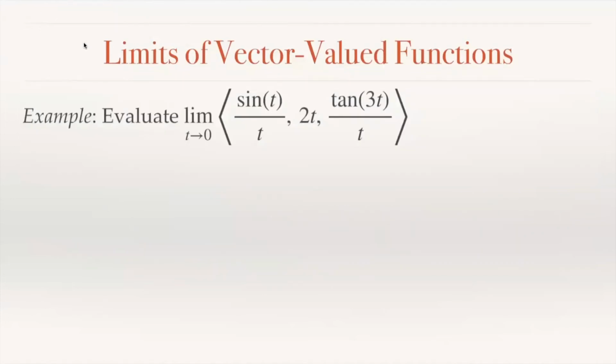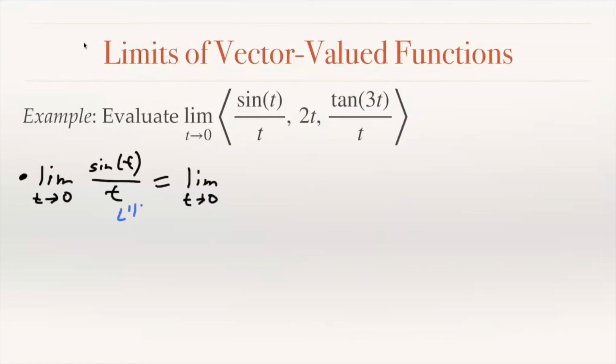So let's do an example. Let's evaluate this limit. So it turns out that you can always evaluate vector limits by just evaluating the limits of their components, well, component-wise. So the limit as t approaches 0 of sine t over t is 1. Let me remind you of why that is true. We can apply L'Hopital here. L'Hopital says that if a limit is of the form 0 over 0 or infinity over infinity, it's equal to the limit of the quotient of the derivatives.